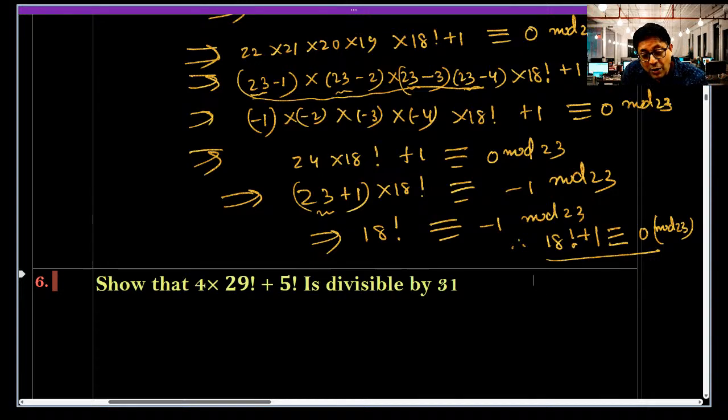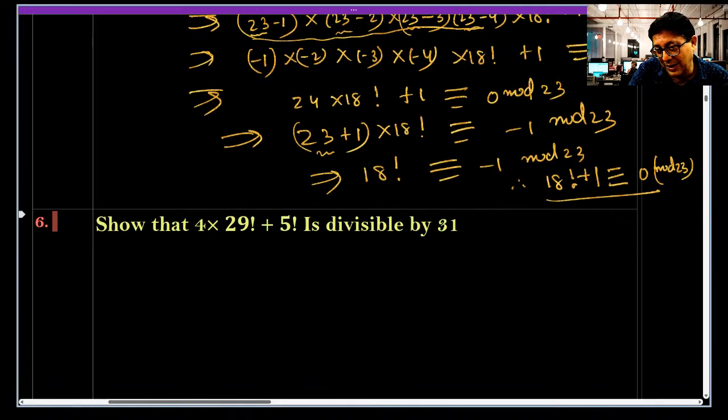You think how to prove that 4 into 29 factorial plus factorial 5 is divisible by 31. Start. You think, then I will do. Just one very big problem I have solved. You should try this one.